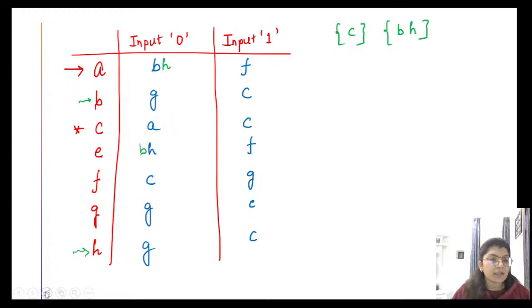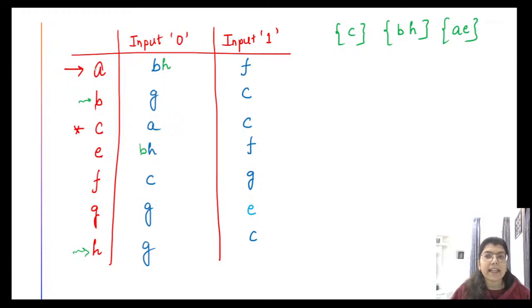This is E. Neetu, this is E, not C, this is E. So this means I can merge now. I can merge A and E as well, because they are also giving the same input, same output. BHF, BHF.